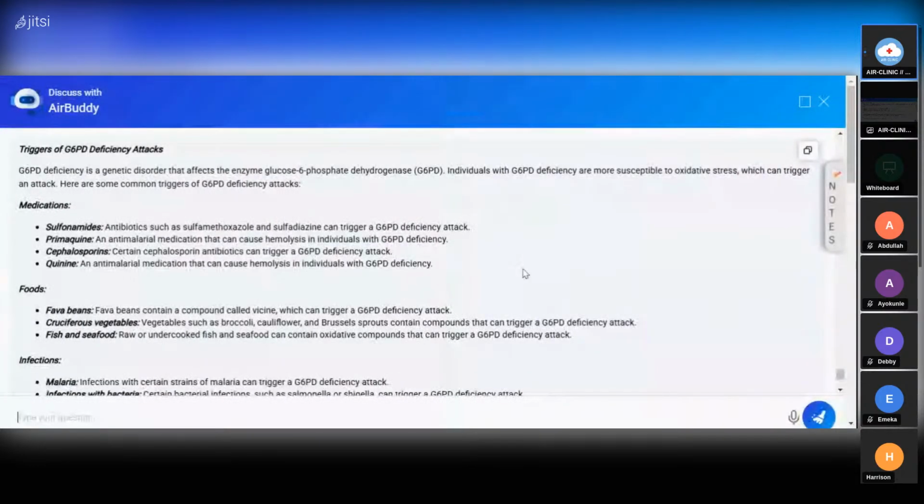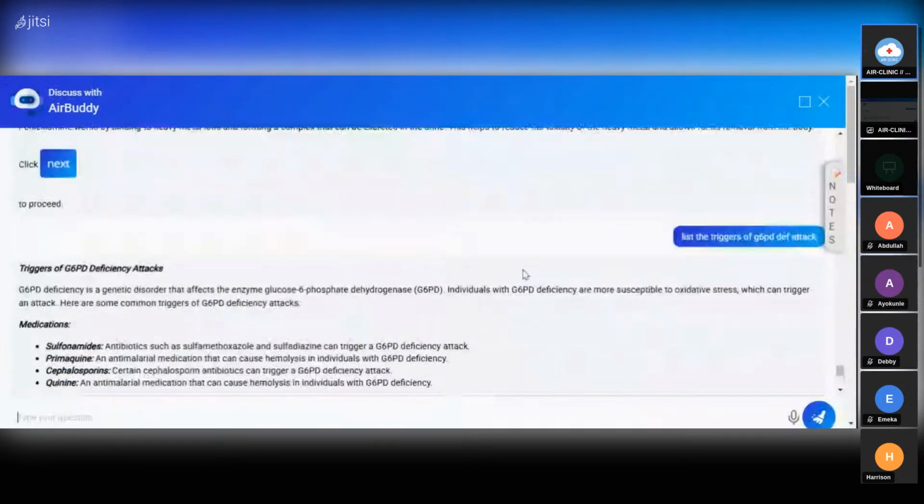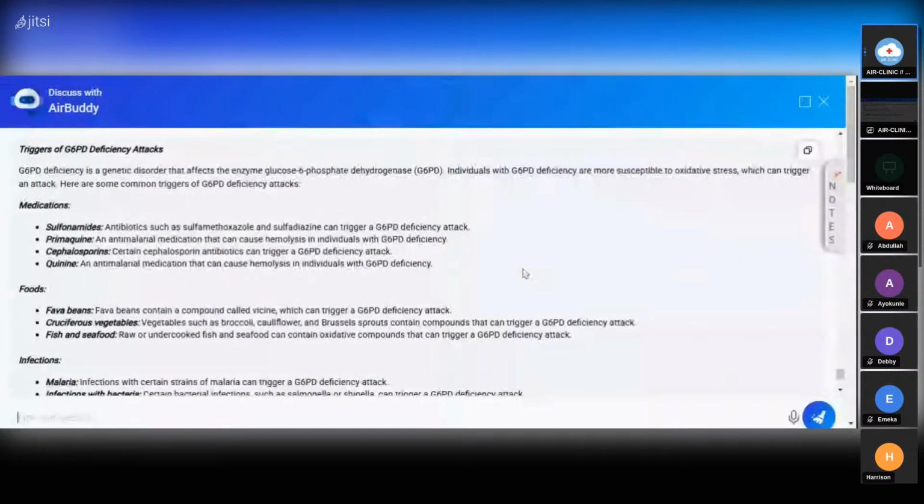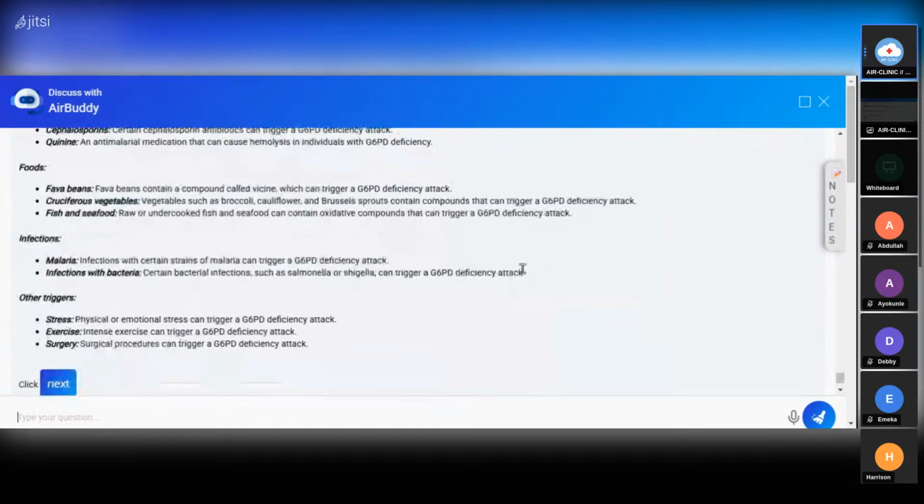So you can see it on the screen. If they ask you a question, think of how you can classify whatever you want to say. It makes it easier to answer. So there are medications, there are foods, there are infections, there are other triggers. Okay, so think of it that way.